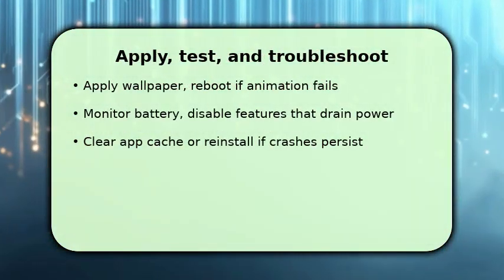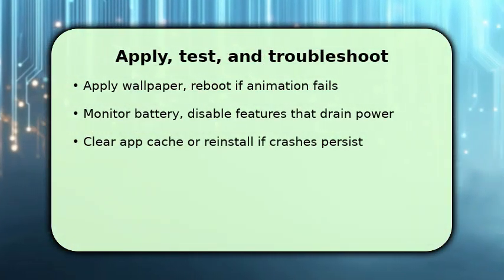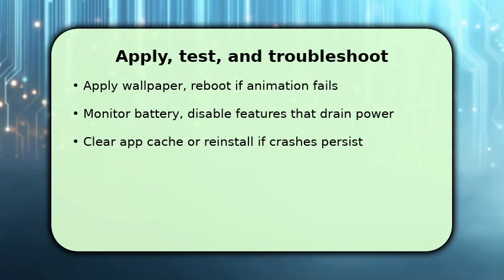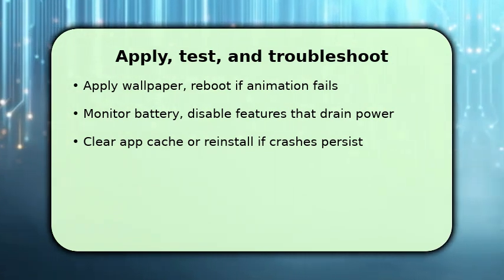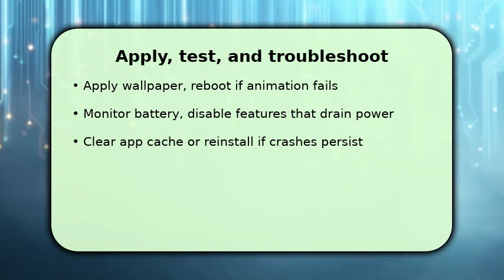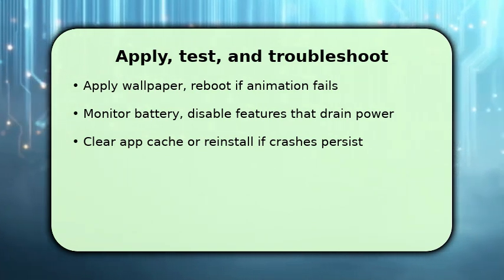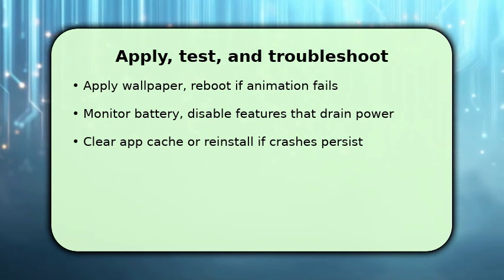Apply the live wallpaper and immediately test interaction. Tap, tilt, and lock/unlock to confirm behavior. If it doesn't animate, reboot the phone first. This clears transient resource locks. Make sure battery saver is off and background activity is allowed. These commonly stop live backgrounds.